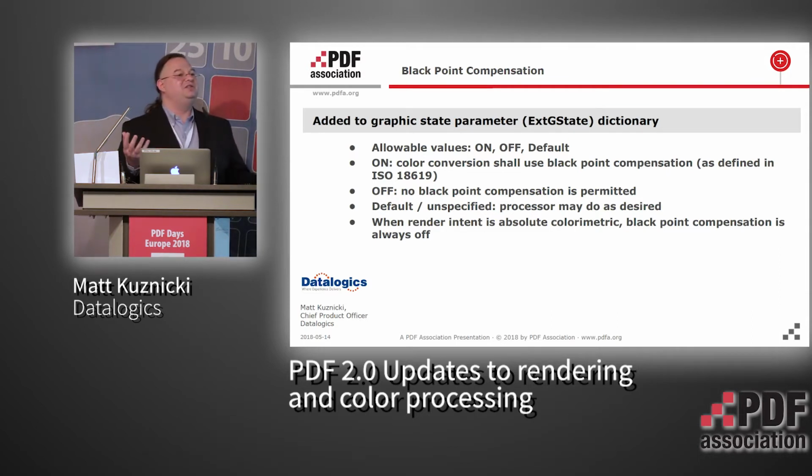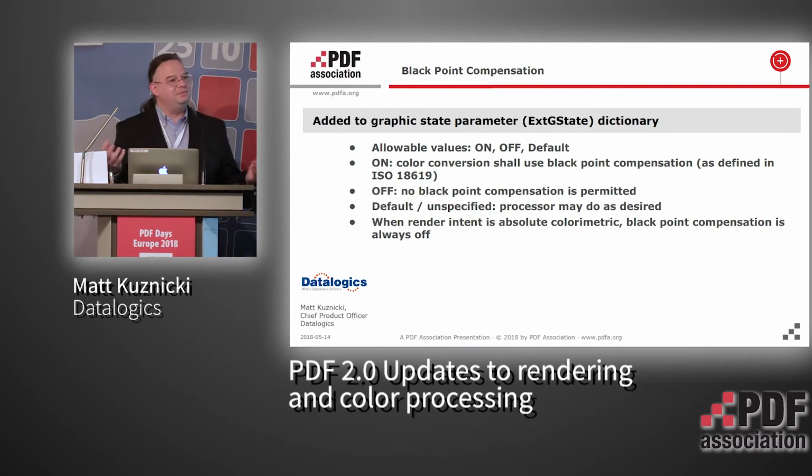Now, on is fairly self-explanatory. When this is specified, you're rendering, it shall perform black point compensation. And don't worry, we got a standard for that. That's ISO 18619, which I'm sure all of us can quote front and back, right? Yeah, don't worry, me neither. But the black point compensation's in there somewhere, I'm sure.